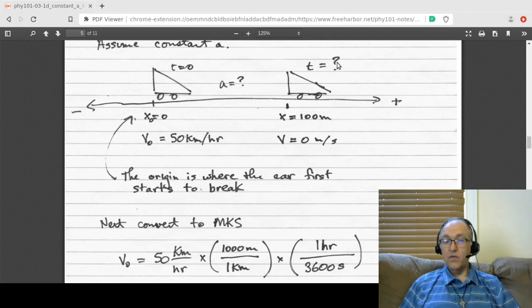The other thing are the velocities. So you could say, okay, there's an initial velocity here. How fast was it going when I first hit the brakes? Well, you read the problem and it was 50 kilometers per hour. And how fast is it going when it comes to a halt? Well, it's 0, because when you come to a halt, you stop. So that's 0 meters per second.